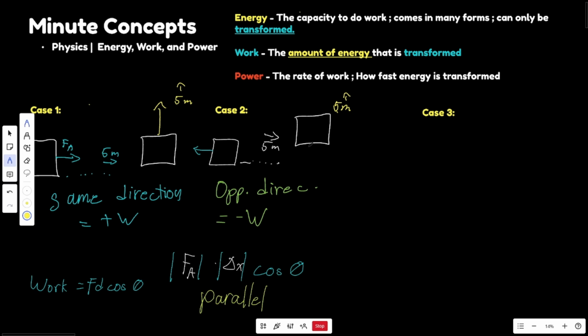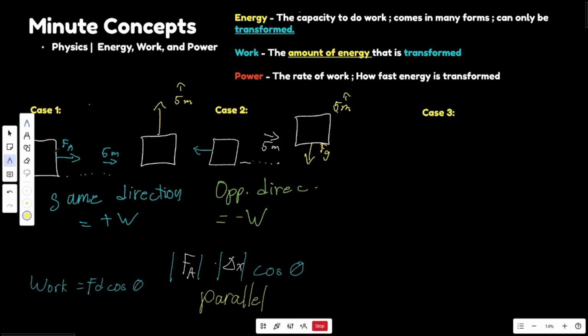And on the upward motion, gravity does not just disappear, it's always there. So now it's going down. You can see that the force applied by gravity is opposite to the displacement. And that's why in this situation, work does exist, however it's negative, because they're opposing each other.